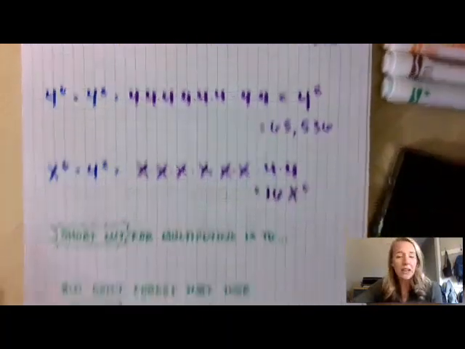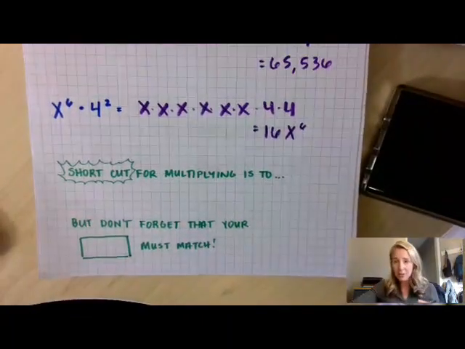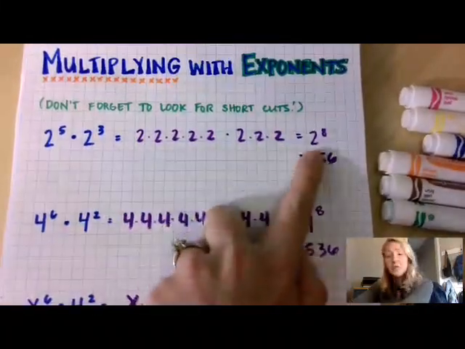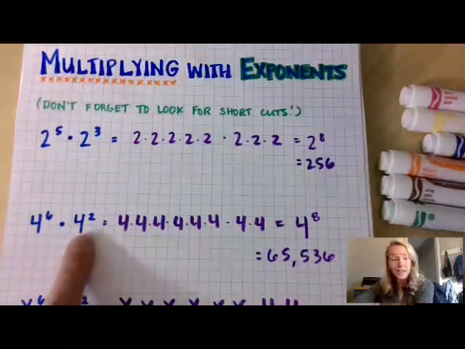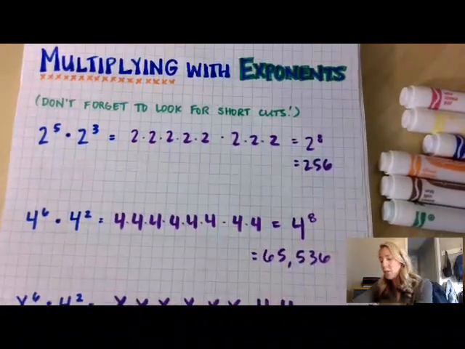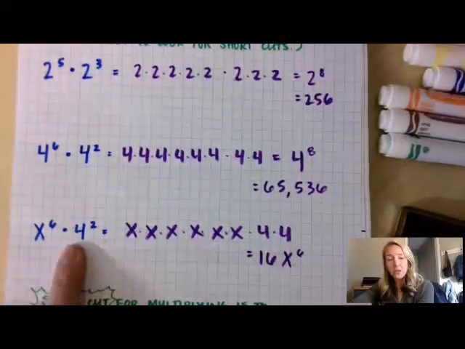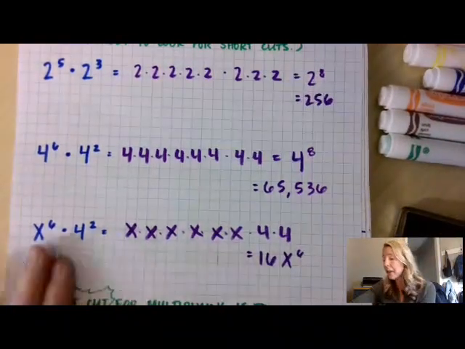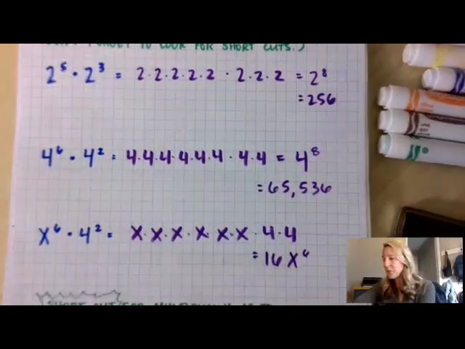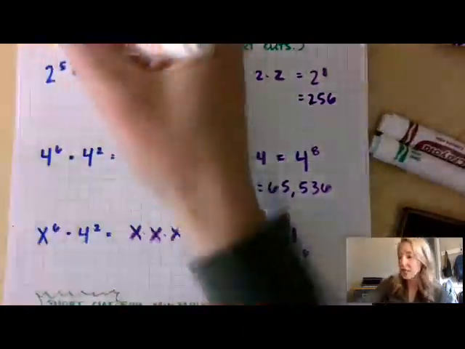So what's our shortcut? Did you look for a shortcut when we were completing these problems? We had 2 to the 5th times 2 to the 3rd. That's 2 to the 8th power. 4 to the 6th times 4 to the 2nd is 4 to the 8th power. We couldn't do anything here as far as a shortcut because we didn't really have any way of combining those. So the shortcut, hopefully you saw it now, is that we simply add those numbers.